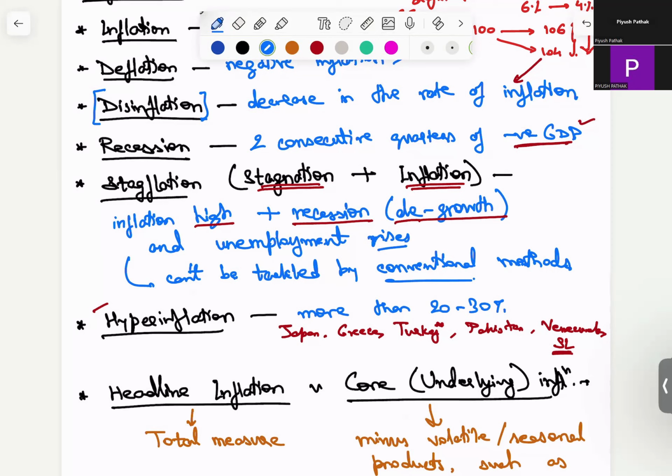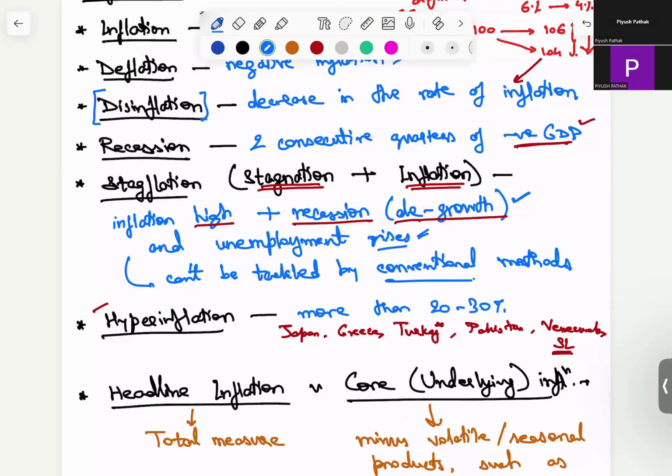And this cannot be tackled by the conventional methods. Why? Because what do we do usually when there is inflation? What does the RBI or any central bank do? They will increase the rates. Now, in this case, if you increase the rate, there is already less consumption, so it will further lead to more recession. And you cannot decrease the rate, because there is already unemployment. Already people are not in jobs, and decreasing the rate means giving more money in the hands of people. They will demand, but there is no supply because again the economy is in recession. So this cannot be tackled by the conventional methods.